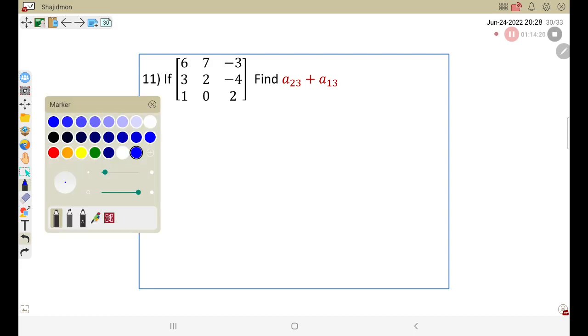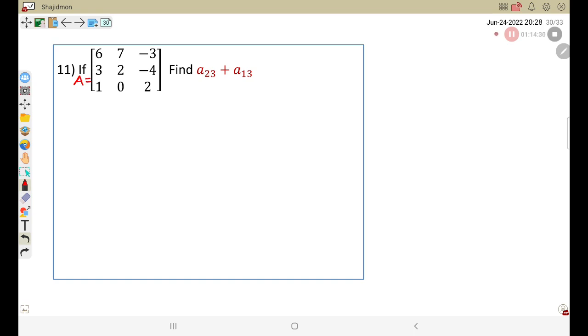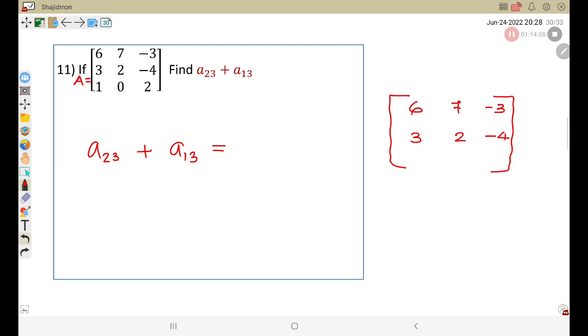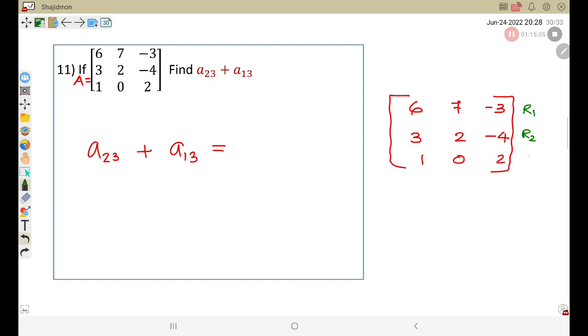Okay, now question number 11. If A equals, for example, the matrix 6, 7, minus 3, 3, 2, minus 4, 1, 0, 2. One matrix is given. Find the A23 number plus the A13 number. A23 means what? The number in the second row, third column. Correct? For example, this is the matrix: 6, 7, minus 3; 3, 2, minus 4; 1, 0, 2. You can check the rows and columns. This is the first row, second row, third row, column number 1, column number 2, column number 3.